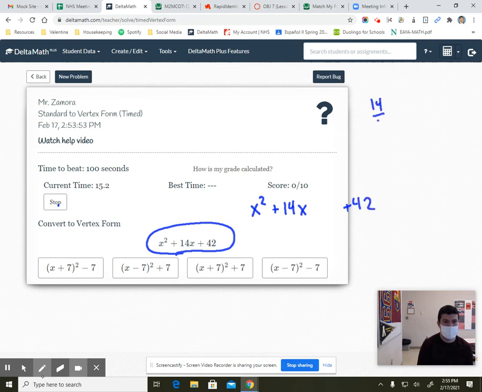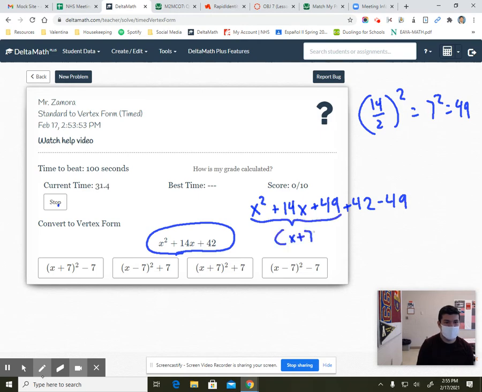So that's 14 over 2 quantity squared, which is 7 squared, which gives me 49, which means I'll be adding 49 to this equation and subtracting 49. All right, I'm going to factor this trinomial, and it factors into x plus 7 quantity squared. 42 take away 49 is going to give me minus 7. So I look for that choice, x plus 7 quantity squared minus 7.